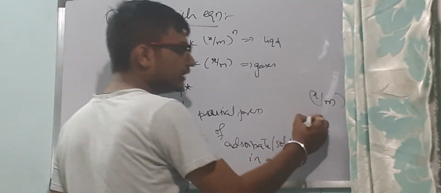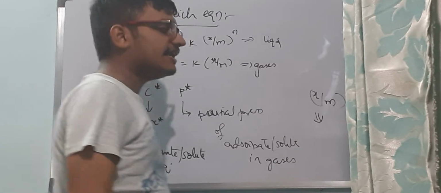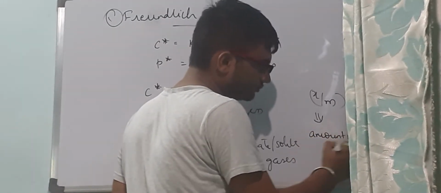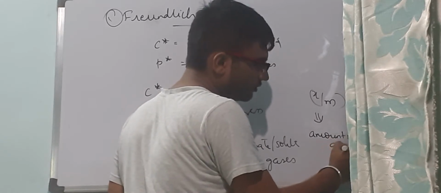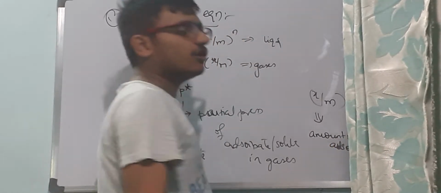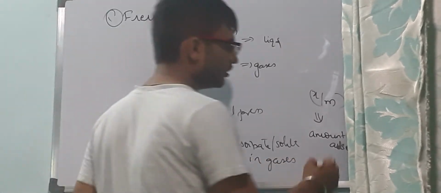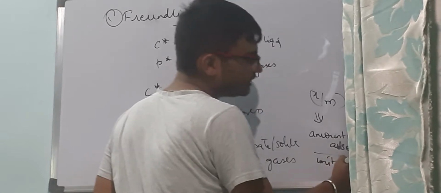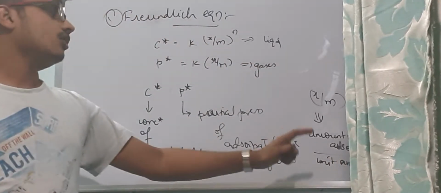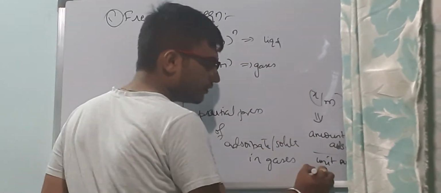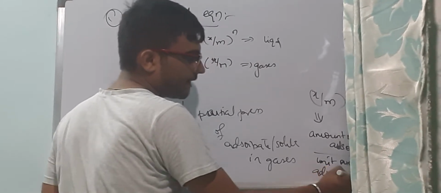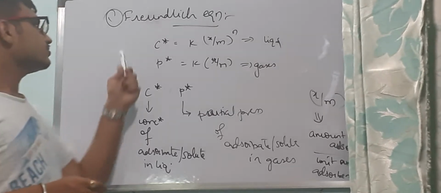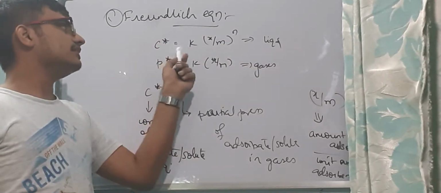And x by m is nothing but defined as the amount of adsorbate, or else you can say an amount of solute, per unit amount of adsorbent, or you can say solid. So this is the relation that is Freundlich's equation.